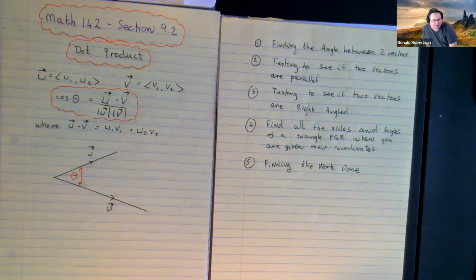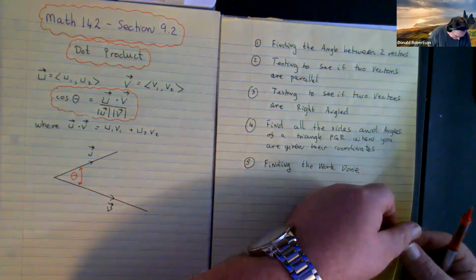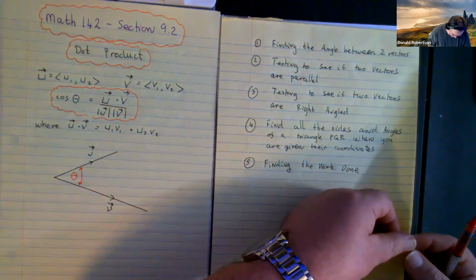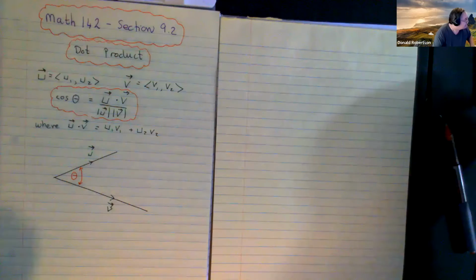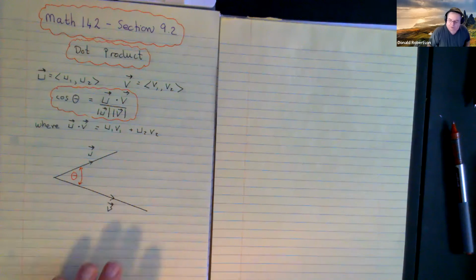If you've ever done, I think it's physics, those questions where you pull a block up a sloping hill and you want to know how much work's done, that's what this is like. So that's our hit list of things to do. So let's start with calculating, or finding, the angle between two vectors.